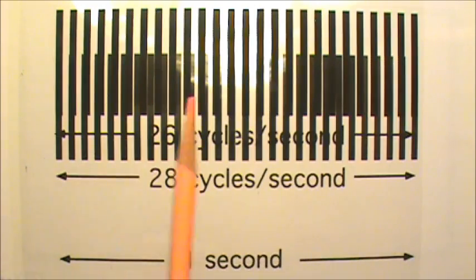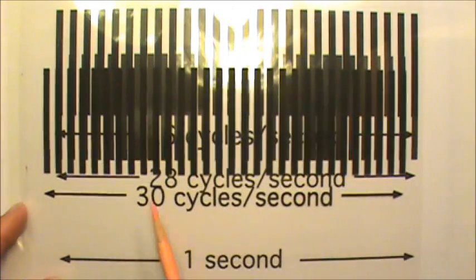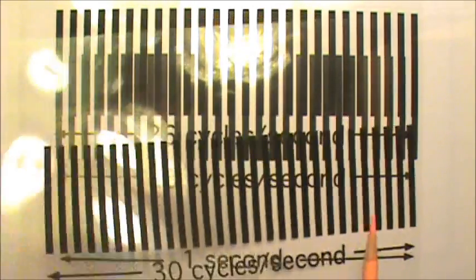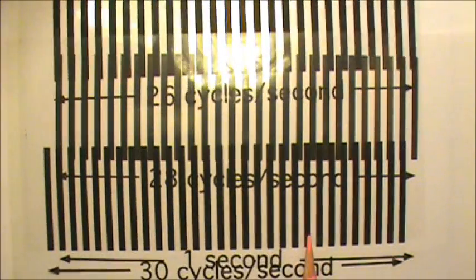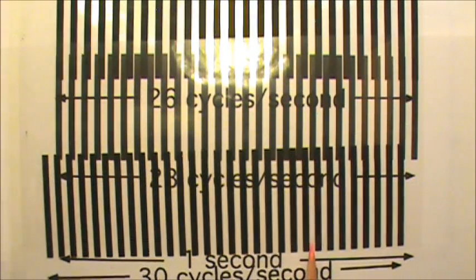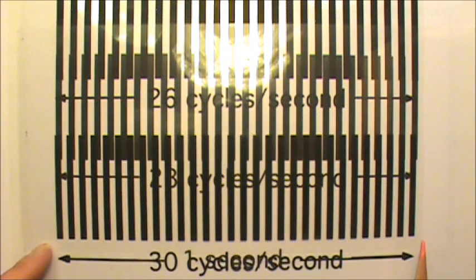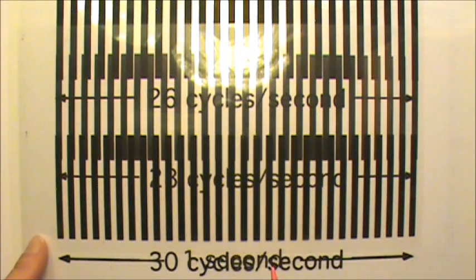And we can try this one here. This one has 30 bars in the same length. So let me move this one off a little bit. If I have 30 and 28 interfere, I also get loud, soft, loud, soft. The volume changes through 2 cycles every second because the difference between 28 and 30 is 2 Hz also.